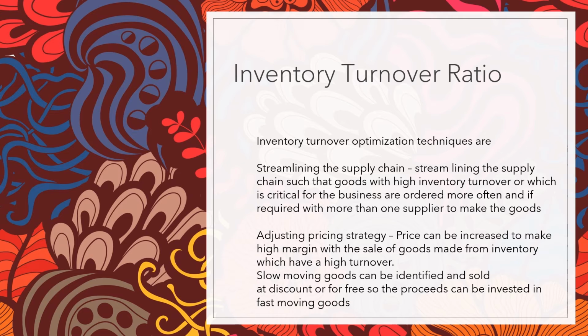Adjusting pricing strategy. Price can be adjusted to make high margin with the sale of goods made from inventory which have a high turnover. Slow moving goods can be identified and sold at discount so that the proceeds can be invested in the fast moving goods.